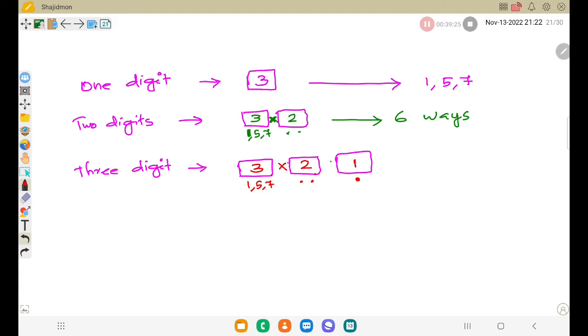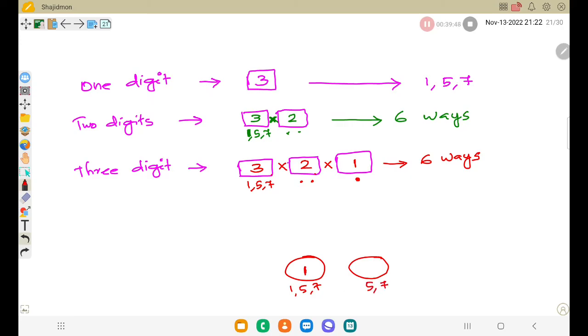Only 1 possibility. So totally, 3 multiply 2 multiply 1. So totally how many ways are we getting? 6 ways we can form the 3 digit number. I hope you understood. For the first digit, for example, if you wrote 1, for the second digit, what are the possibilities?